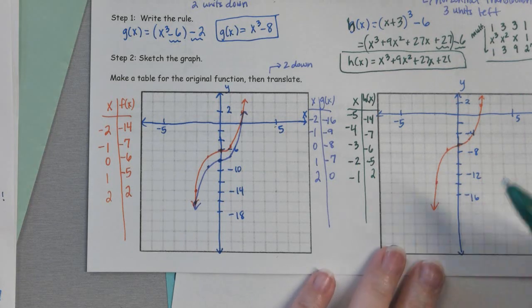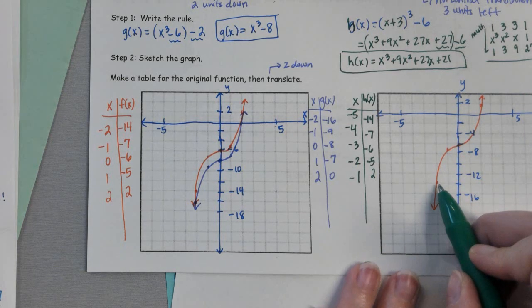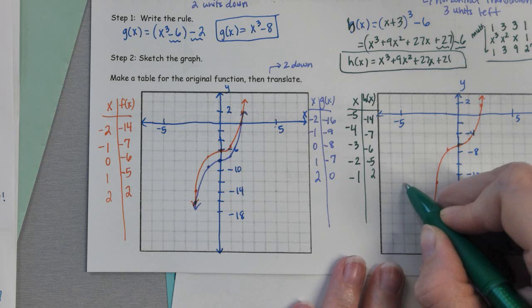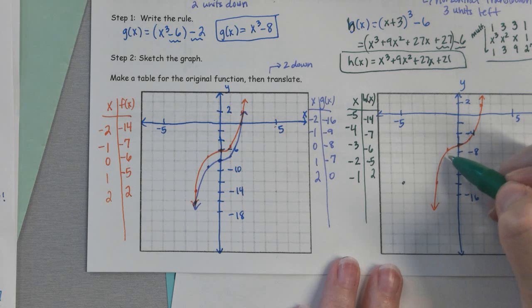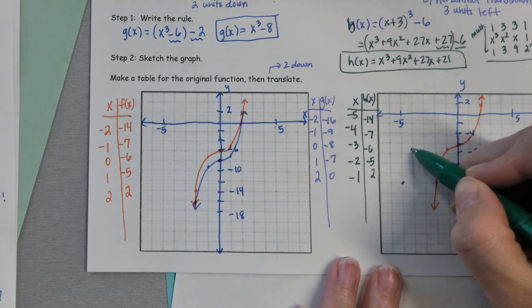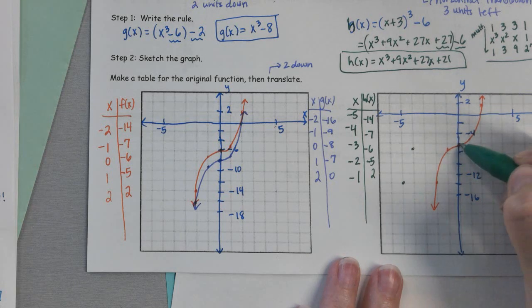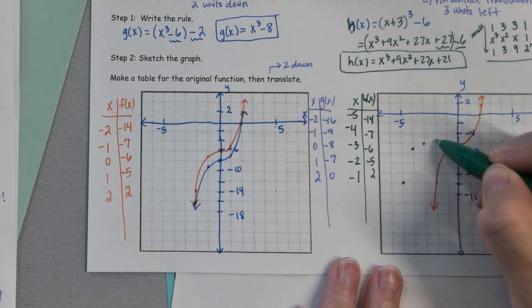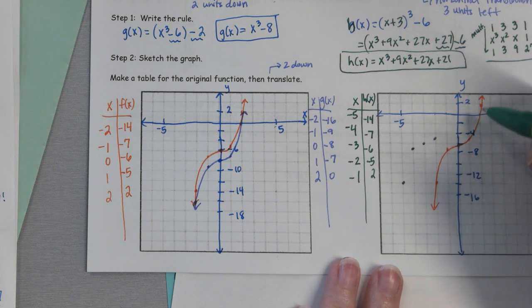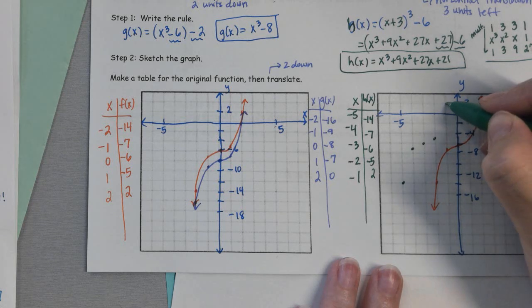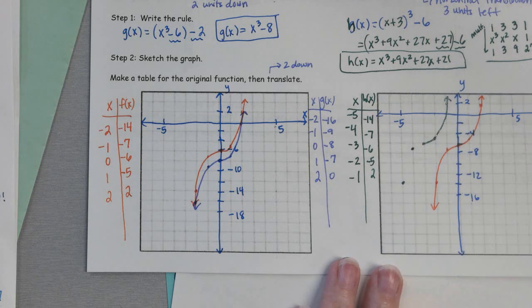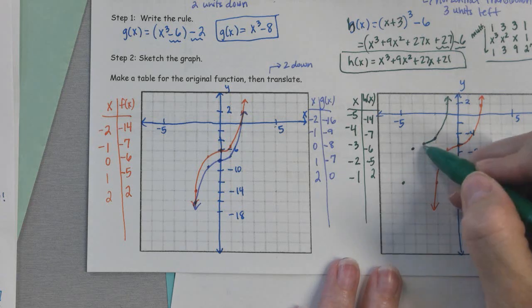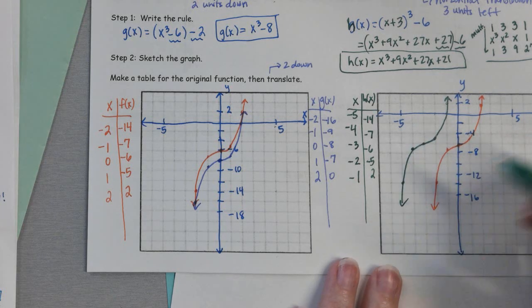So when I say you can also just do this from the graph, you can just go 3 to the left. 1, 2, 3. There it is, negative 5, negative 14. 1, 2, 3. Negative 4, negative 7. 1, 2, 3. And we curve the first one up, we curve the first one down.